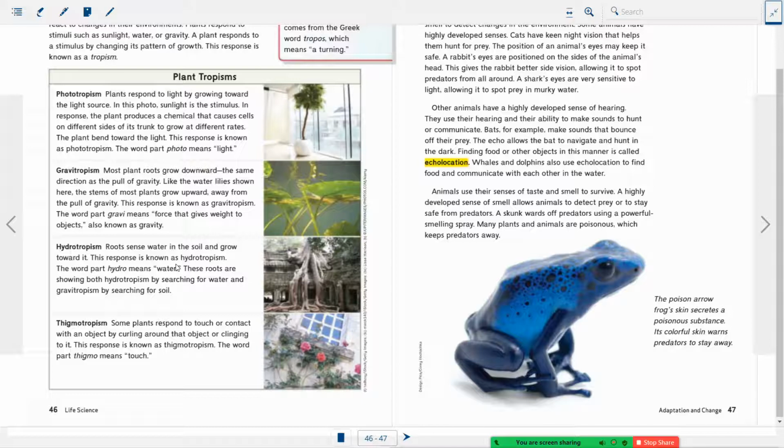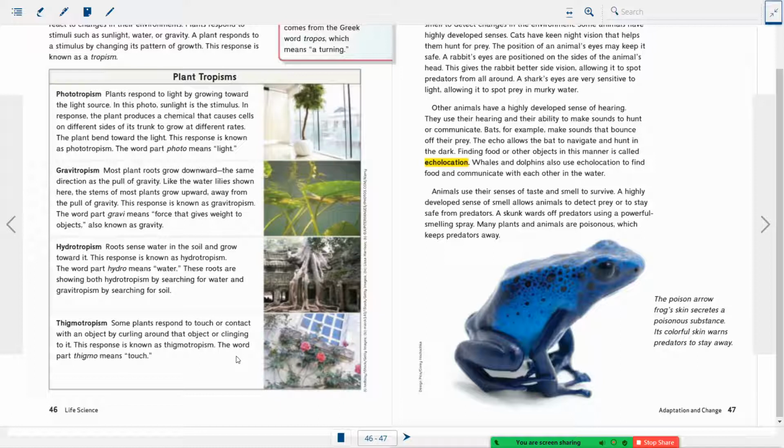Hydrotropism. Roots sense water in the soil and grow towards it. This response is known as hydrotropism. The word part hydro means water. These roots are showing both hydrotropism by searching for water and gravitropism by searching for soil. So you can see the roots over here are growing downwards and fanning out to find water sources.